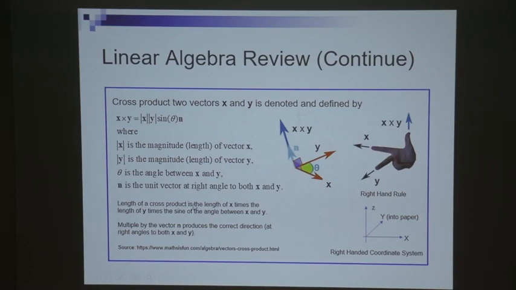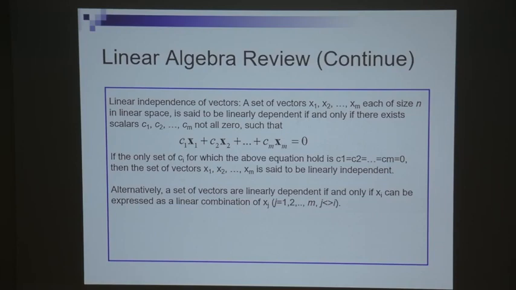The length of a cross product is the length of x times the length of y times the sine of the angle between x and y. You need to know this, and then you also need to know linear independence. So this is the definition of linear independence. You can go back and read.